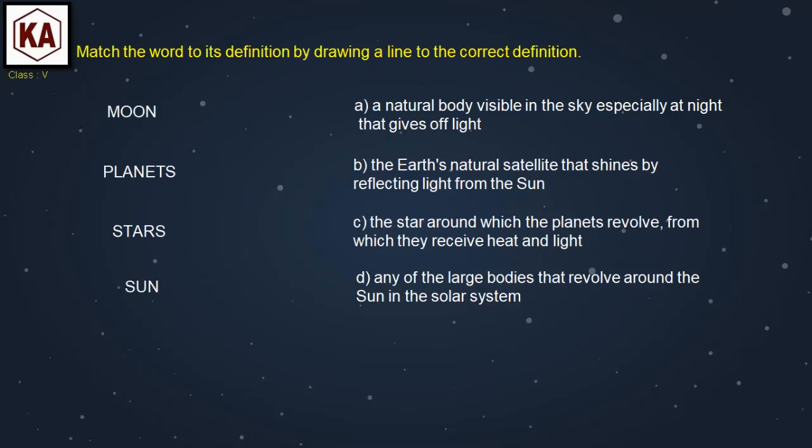This is task 2 for you. It should be done in your copy as well. Here, the question says that you have to match the word to its definition by drawing a line to the correct definition. Okay? It's the same as before. You have some definitions written on the right side of the slide, whereas some words are written on the left. You have to read, understand, and then draw the line with their correct definition. Okay? You can pause the video here so that you can copy it down in your registers.